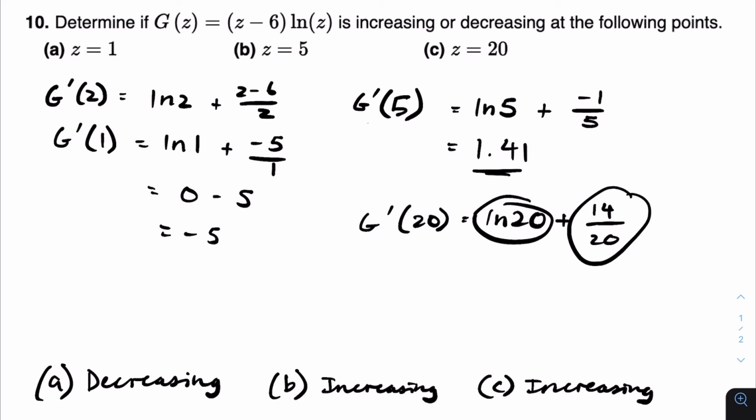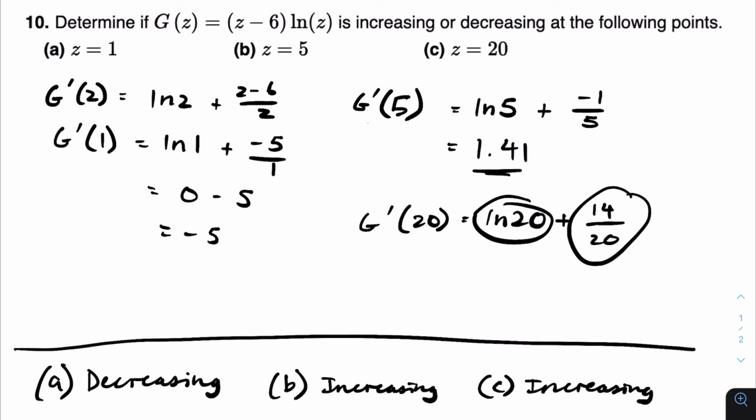If we wanted to put it in, we could put it into our calculator, which would give us 3.6957 and so on. But we don't actually need to do that. So there are our answers to this question.